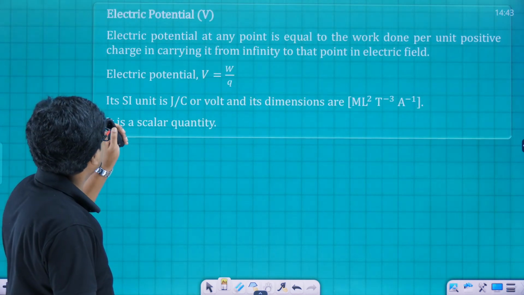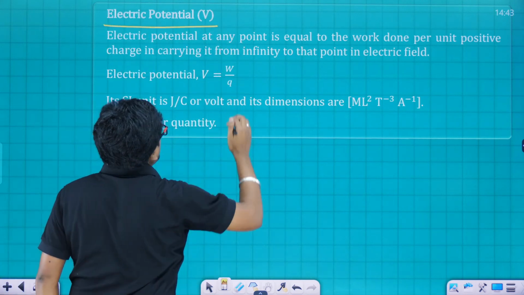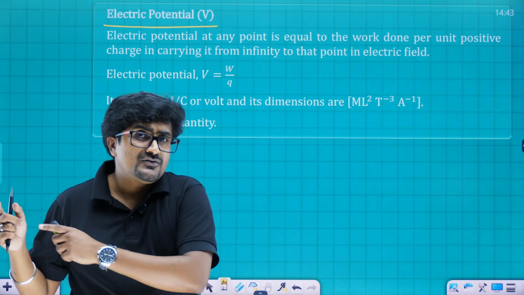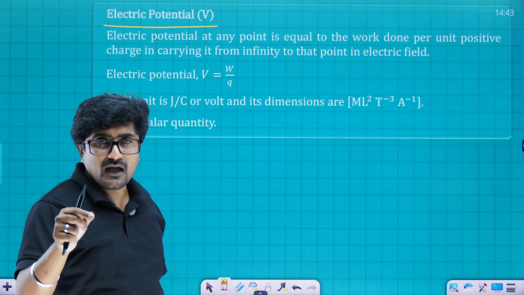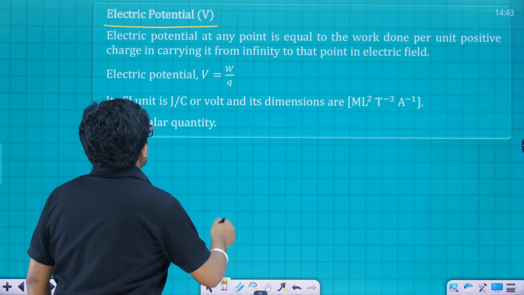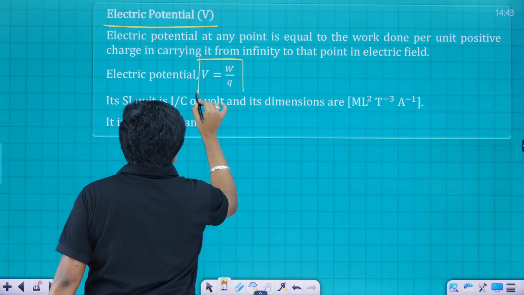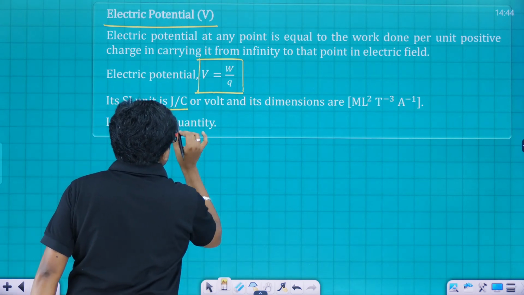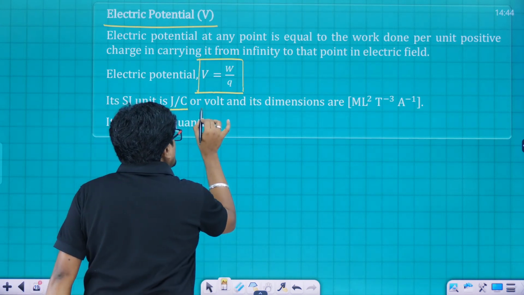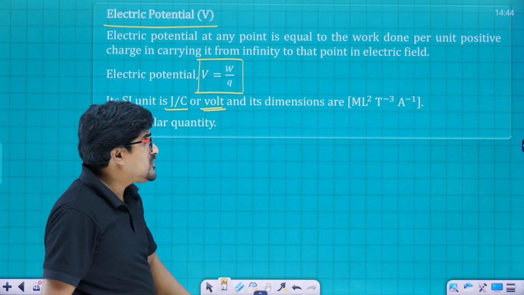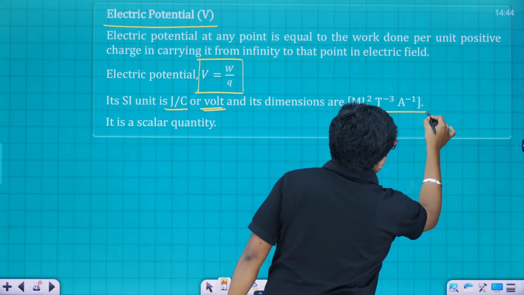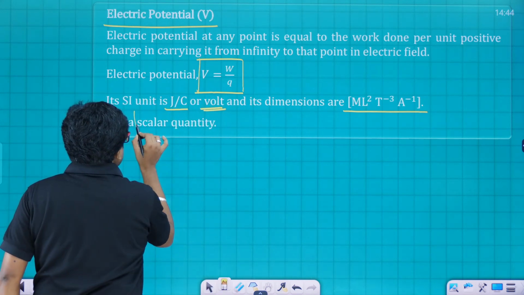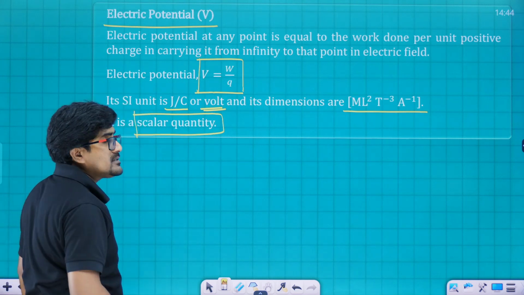All right, moving to the next, that is electric potential. We all know how to define electric potential: it is the work done in bringing a unit positive charge from infinity to any given point, and that is treated as the electric potential at that point. So we define the mathematical relation as electric potential equal to W by Q, and the SI unit is joule per coulomb, which is also termed volt. What about the dimension? It is M L square T raised to minus 3 A raised to minus 1, and the most important part here is that this is a scalar quantity. This time it's not a vector quantity.